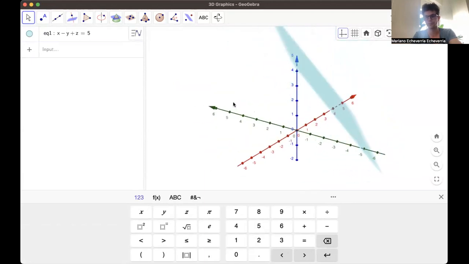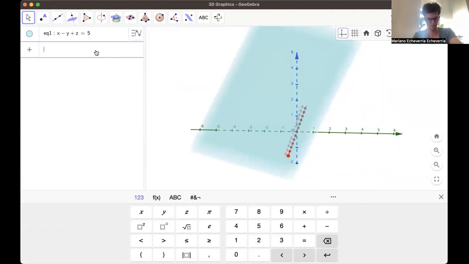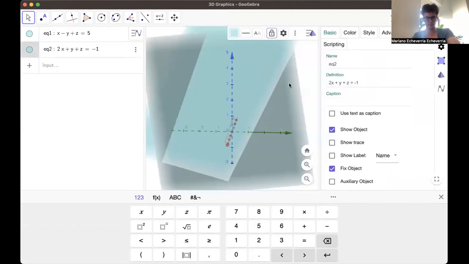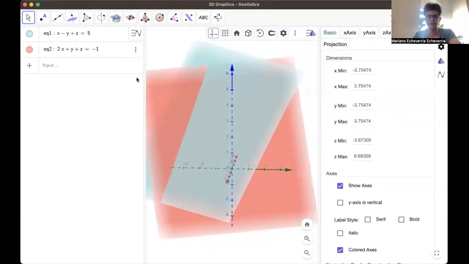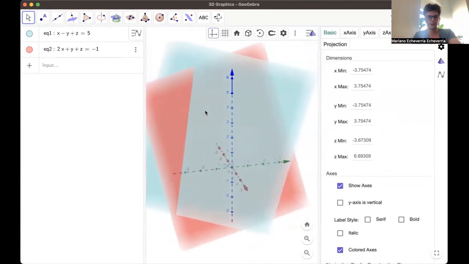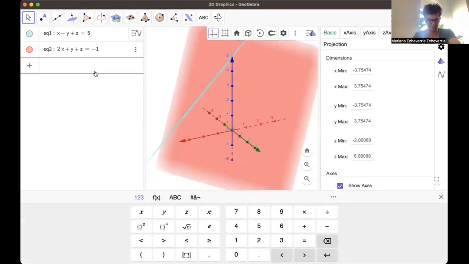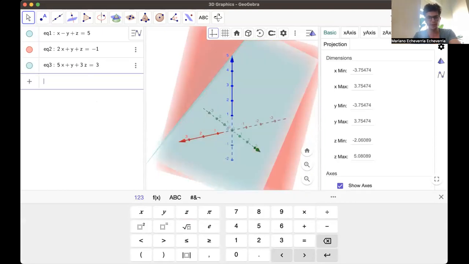Those are equations of what you call planes, and if you ever take multivariable calculus, you'll do more with planes. Let me change the color. Okay, so that's the second plane. Hopefully everyone is able to see the animation. And then you have the third equation, which is 5x plus y plus 3z equals 3.